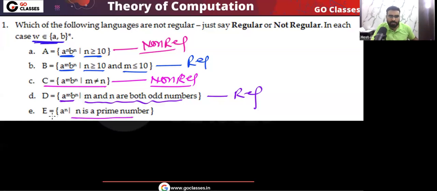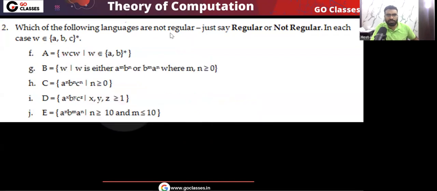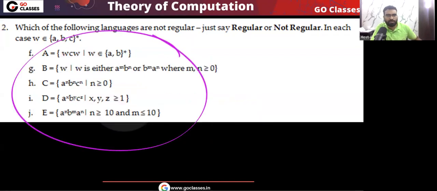Now let's see the next one. What about this? A power n, n is prime. We have already seen this is non-regular. So that's it. Now let's move on. Tell me the answer for these questions. Which of them are regular? Which of them are non-regular?